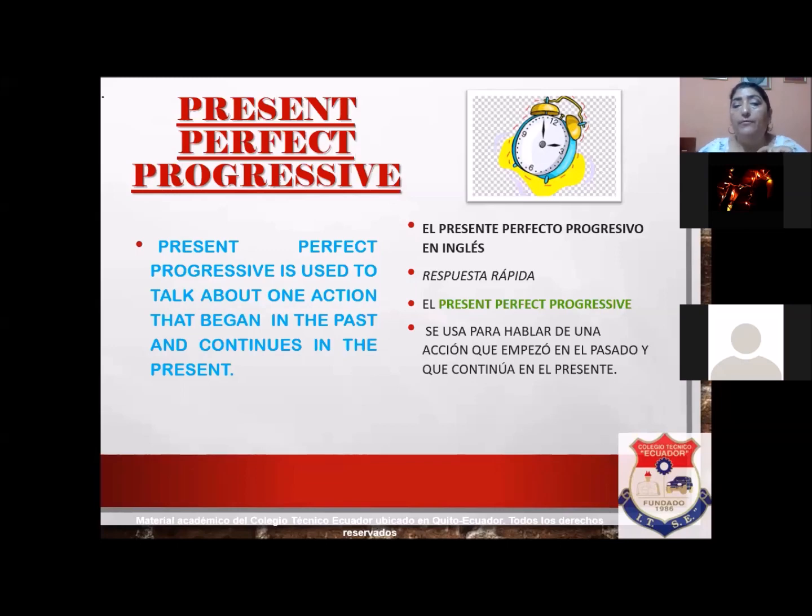The present perfect progressive is used, and you have it in Spanish too, to talk about one action that empezó, that began in the past and continues in the present. Maybe it continues or maybe not. But the action started, the action began in the past. For example, yesterday.